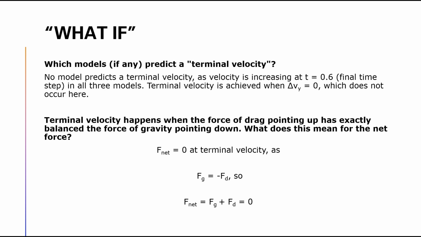So the other what-if question was: terminal velocity happens when the force of drag pointing up has exactly balanced the force of gravity pointing down. What does this mean for net force? So if force pointing up and force pointing down are equal to each other, then that means F net is equal to 0, because force of gravity is equal to negative force of drag, so F net equals Fg plus Fd would be 0.